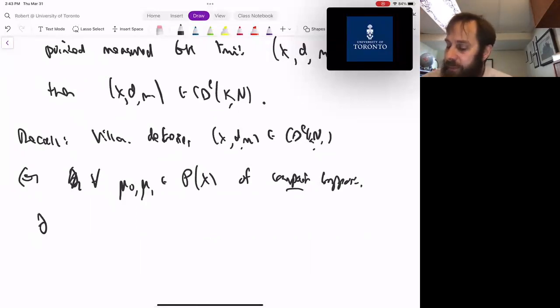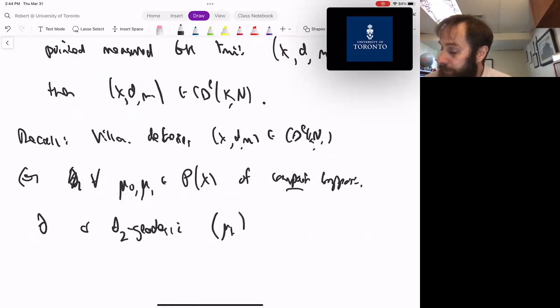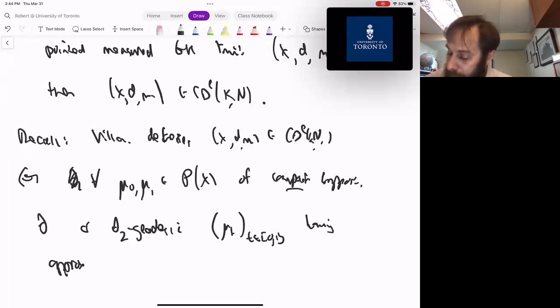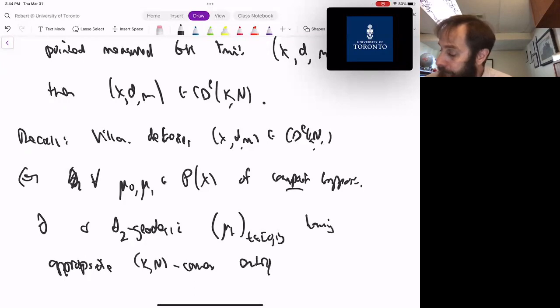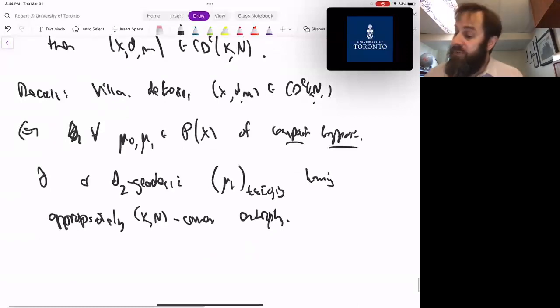There exists a D2 geodesic having the appropriate endpoints and convexity properties, appropriately K,N-convex entropy. So he doesn't do this. He never tries to define these for measures with non-compact support, and that's simplifying for various reasons.